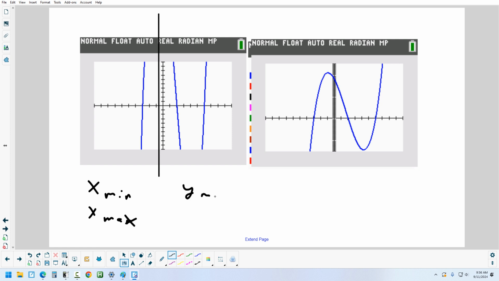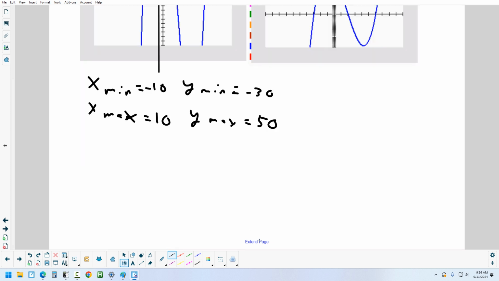X, y min, y max. We didn't change the x's. We used the standard window. That was negative 10 to 10. The y min, I think, was negative 30. Y max, 50. So when you're asked to write a window, you can do it like that.